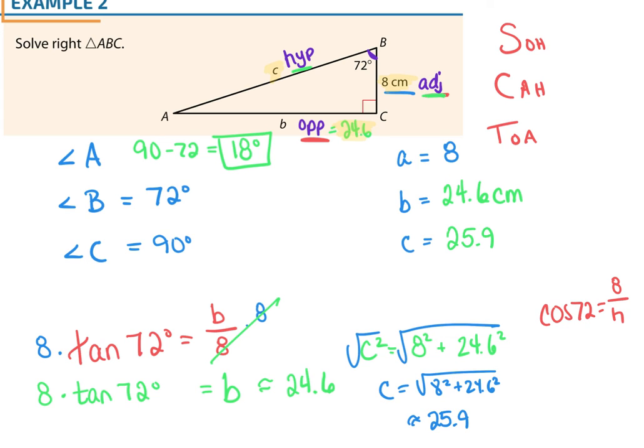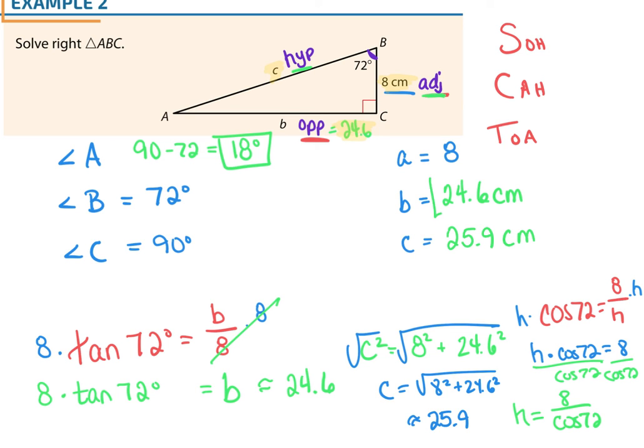The reason you do this is, of course, if you moved this h out of the way, you have h times the cosine of 72 equals 8. And then if you divide both sides by the cosine of 72, you will always end up dividing your side length by your trig function. But either way you do it, whether you do Pythagorean Theorem or whether you do 8 divided by the cosine of 72, you will get 25.9 centimeters.